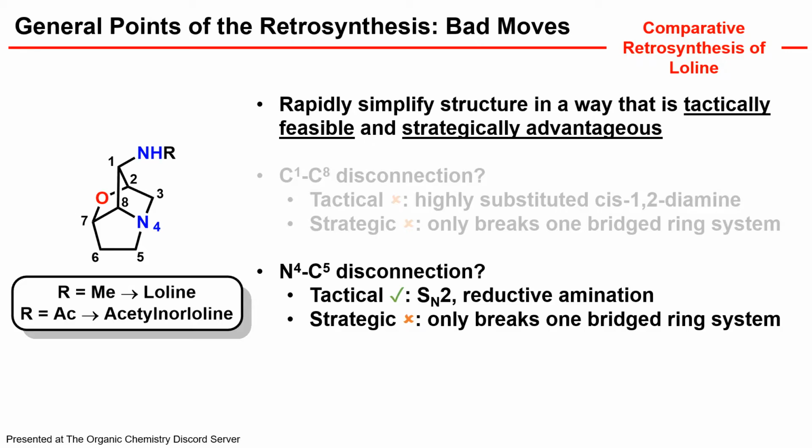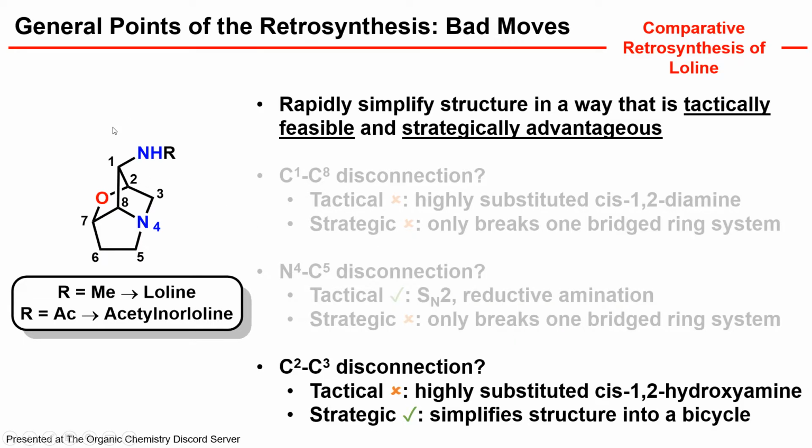An example of a bond that is tactically possible is this bond between nitrogen 4 and carbon 5. So if you cut this, everyone knows you can do SN2, you can do reductive amination to break these kinds of CN bonds. But the problem is this ring system, this 5-5 system, I think that's what it is. Maybe I'm wrong with the naming, but who cares? The point is this system is still complicated.